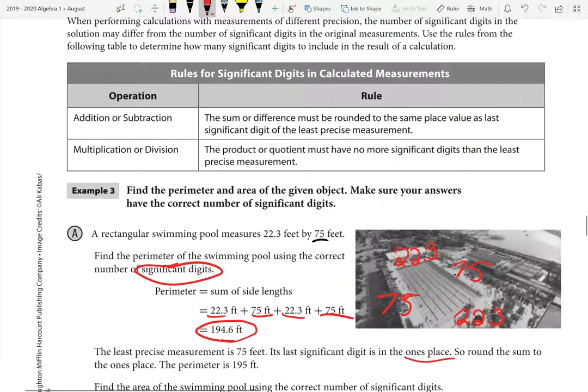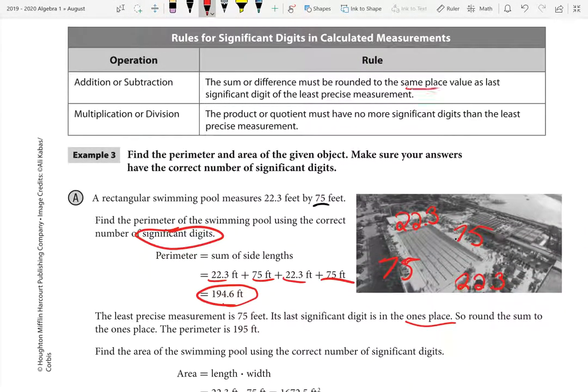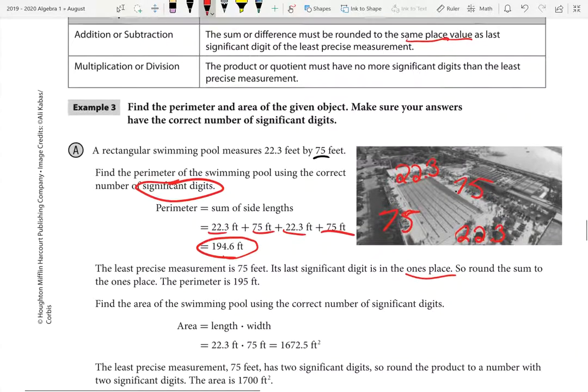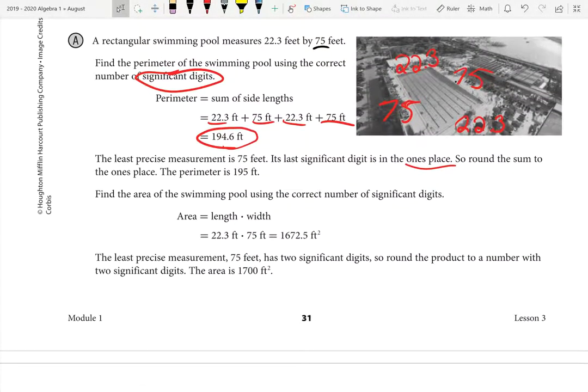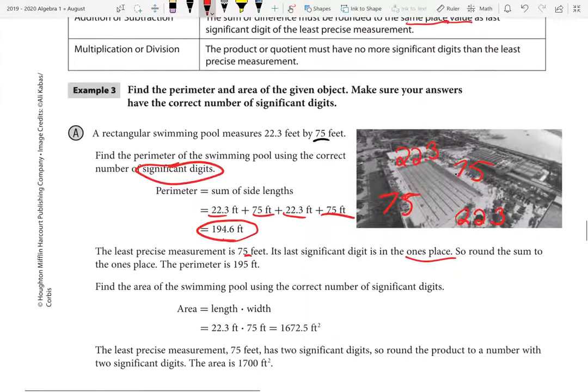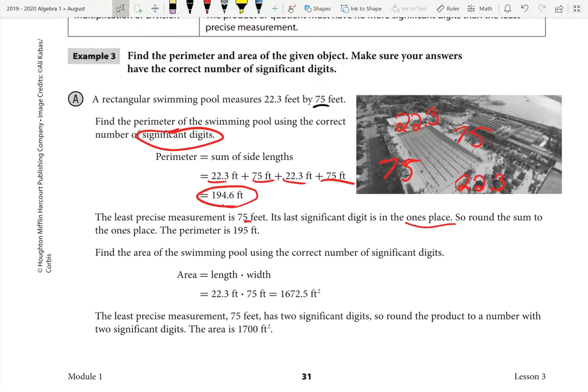this tells us to round to the same place value as the least significant digit, or the least precise measurement. So the 75, its last significant digit is in the ones place. That means our answer should be rounded to the ones place. So 194.6 rounded to the ones place is 195, because the 0.6 would round the 4 up. It's very nonsensical. I would agree with you on that.